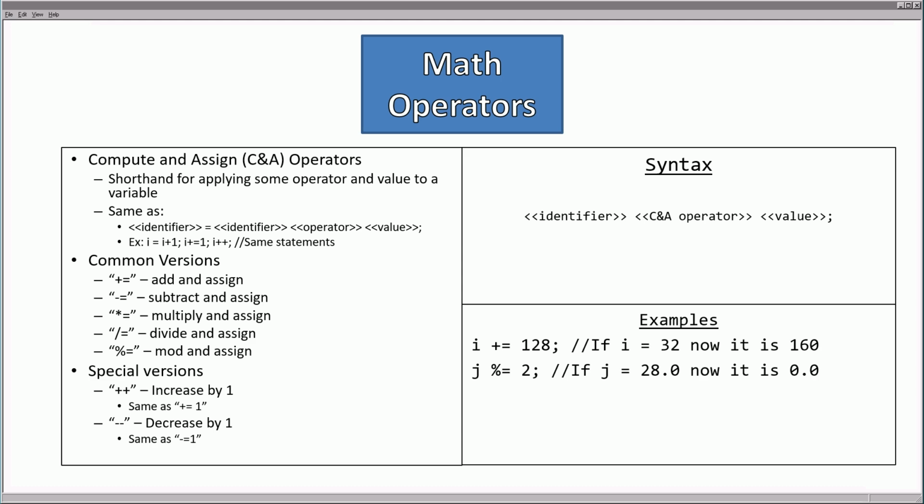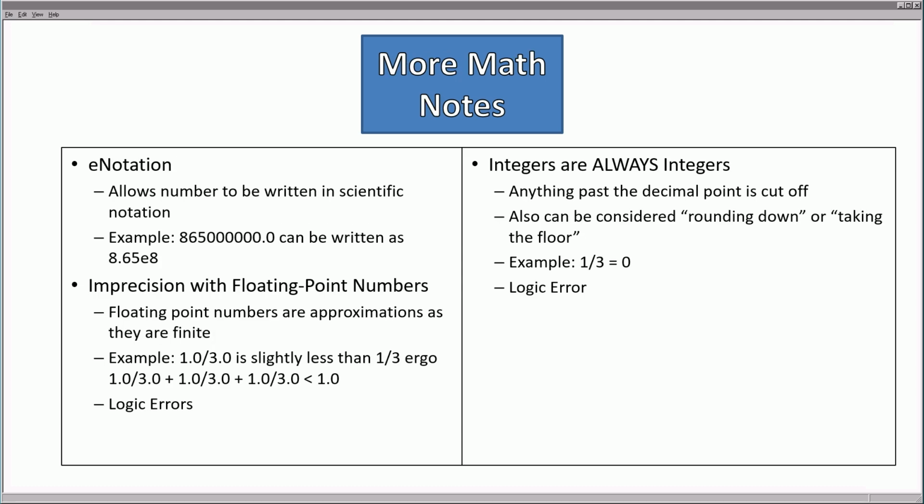There are also two very special versions, plus plus and minus minus. Basically, these are shorthands for plus equals 1 and minus equals 1. As you can see up here, this example where I is assigned to I plus 1, or I plus equals 1, or I plus plus are all the same statements. You should pick whichever version you like best. In this way, you can start finding your programmer voice as you're communicating with the machines. Going further than that, there's also e-notation, which allows numbers to be written in scientific notation, as we can see there.